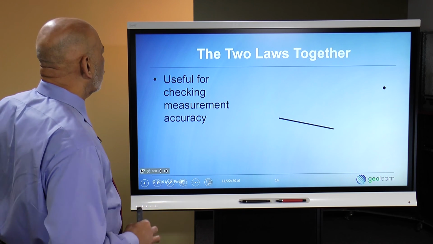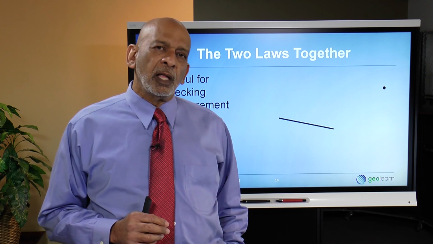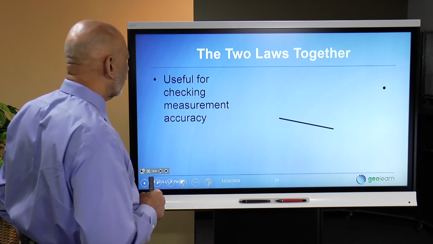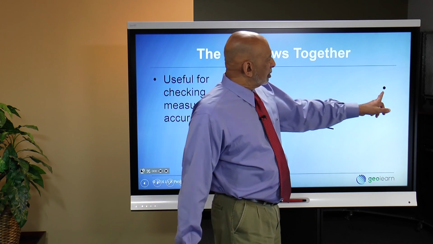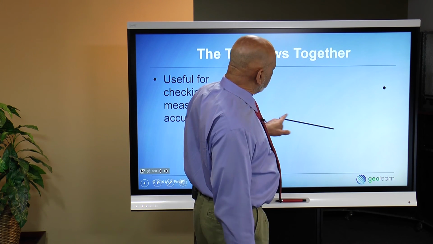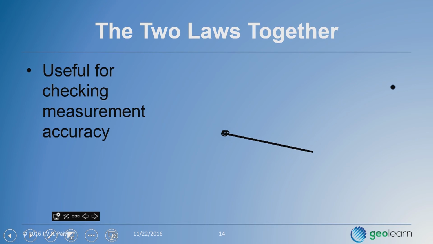Now, when you use the two laws together, you can sometimes do useful checks on the measurements that we have done in surveying. It gives us some idea of the accuracy. So in this case, I just want to talk about, we have a point and we have a line that exists. So there's a point at each end of the line as well. Okay. So that's our situation on the ground.